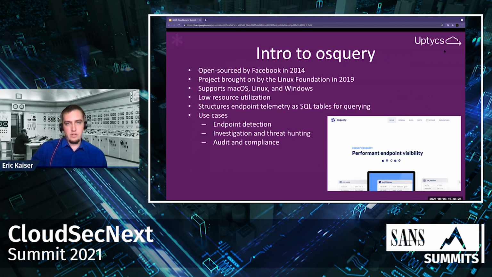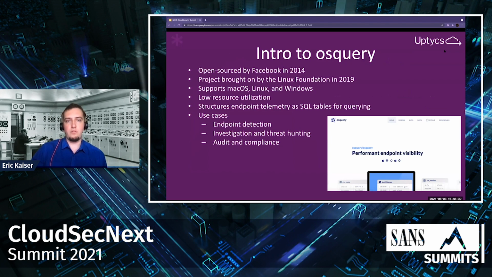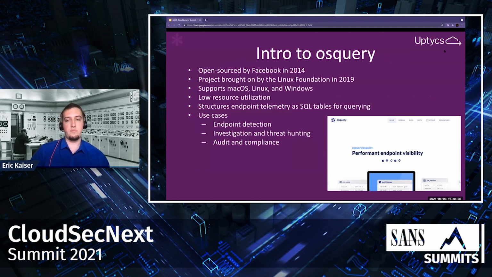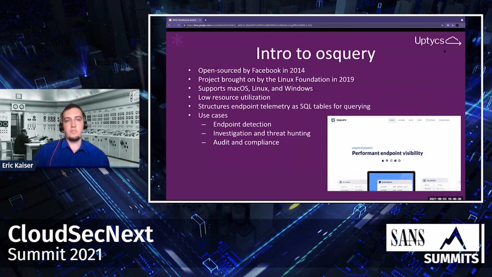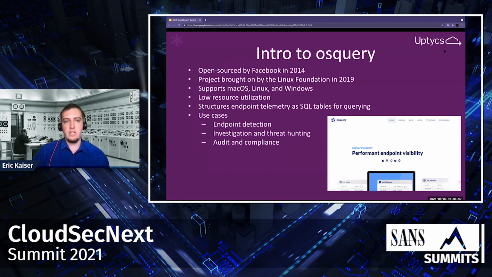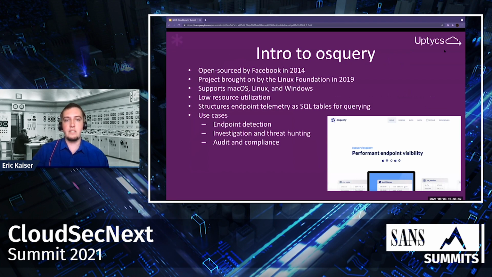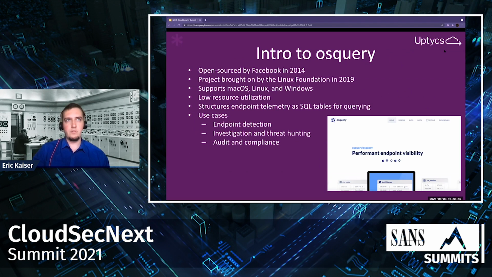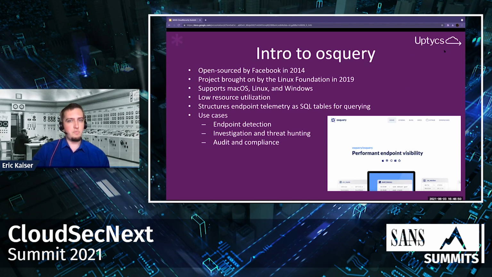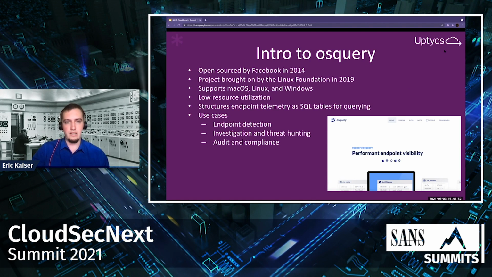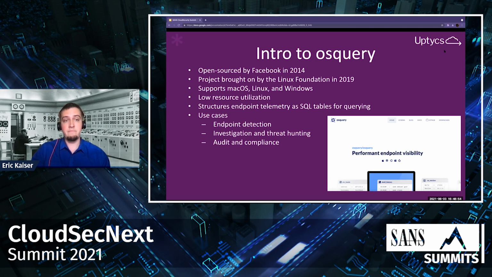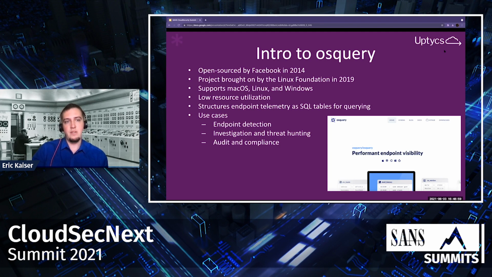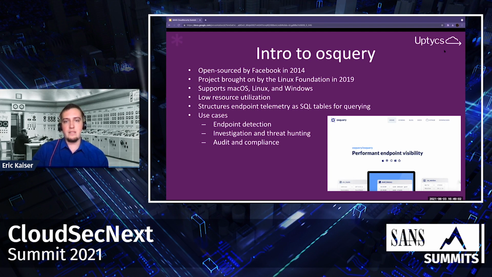So a quick introduction to osquery. For those who aren't familiar, it is performant endpoint visibility, as the open source project notes. It was open sourced by Facebook in 2014, and it was brought on by the Linux Foundation in 2019. It supports macOS, Linux, Windows. I believe it also supports FreeBSD and HP-AIX if you really need it, but it does have good coverage for the big three. It has low resource utilization, which is great, and it structures endpoint telemetry as SQL tables for querying.